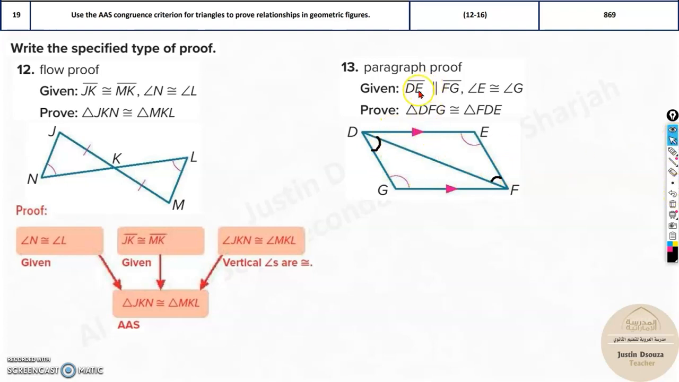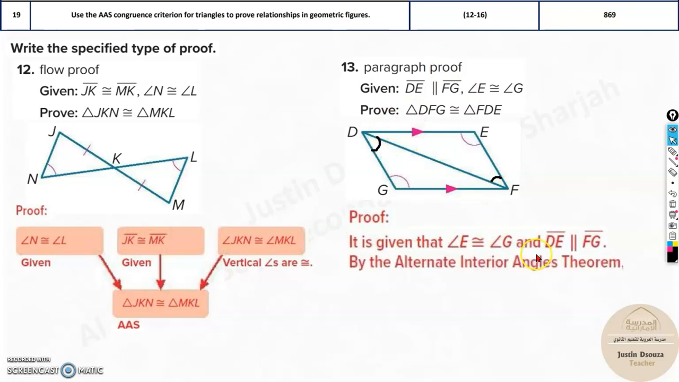So let's see what is given. This is parallel. Okay, good. E and G is congruent. We need to prove them congruent, the triangles. Now, whatever is given, write it as it is. By alternate interior angles theorem, you can tell DFG. See, this line is considered. This angle. Even you can consider the other one. It's the same thing. Not to worry.